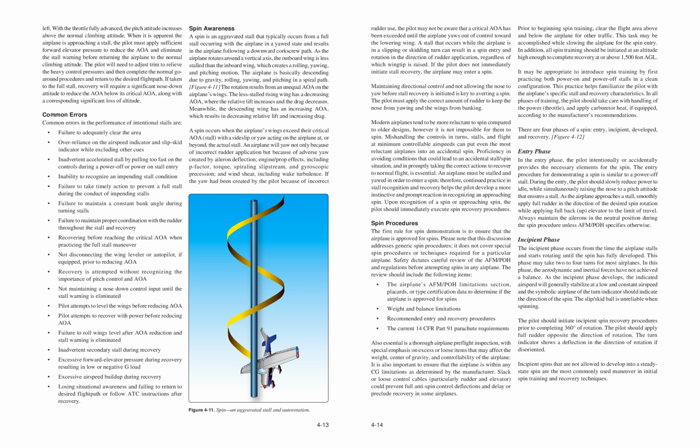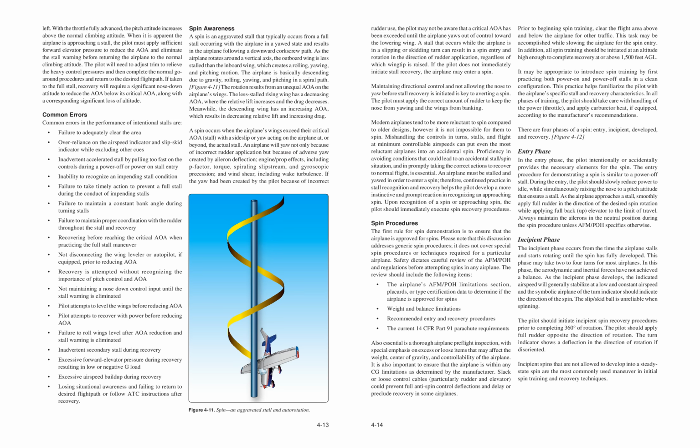In addition, all spin training should be initiated at an altitude high enough to complete recovery at or above 1,500 feet AGL. It may be appropriate to introduce spin training by first practicing both power-on and power-off stalls in a clean configuration. This practice helps familiarize the pilot with the airplane's specific stall and recovery characteristics. In all phases of training, the pilot should take care with handling of the power, throttle, and apply carburetor heat, if equipped, according to the manufacturer's recommendations. There are 4 phases of a spin: entry, incipient, developed, and recovery.